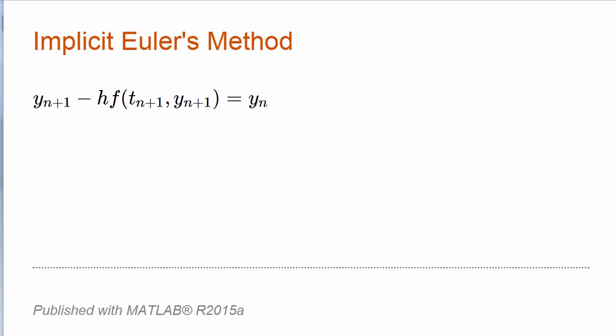Stiff methods for ordinary differential equations must be implicit. They must involve formulas that involve looking backward from the forward time step. The prototype of these methods is the backward Euler method or the implicit Euler method. This formula defines yn plus 1, but doesn't tell us how to compute it. We have to solve this equation for yn plus 1.